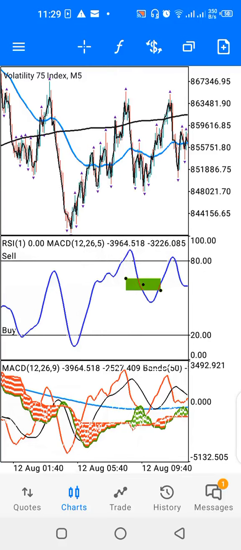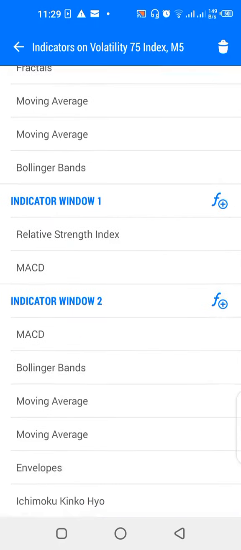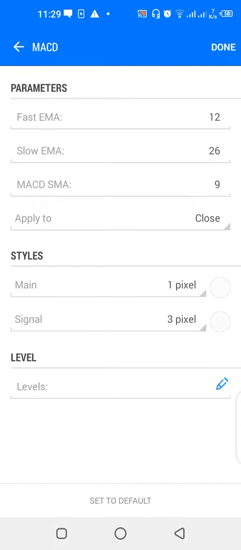Okay, now let's look at the last indicator window, which is our indicator window 2. We have some indicators on indicator window 2. We have the MACD, we have Bollinger Bands, we have moving averages, we have envelope, and then we have Ichimoku. Okay, for the MACD, the parameters are fast EMA is 12, slow EMA is 26, MACD SMA is 9, apply to close. Of course, there's no color.